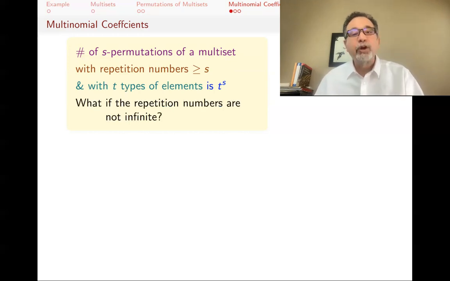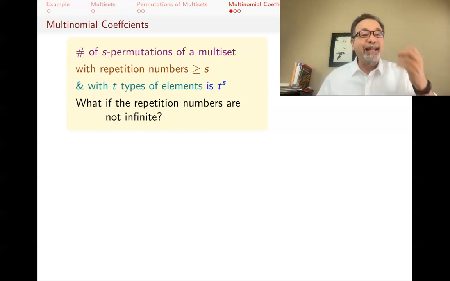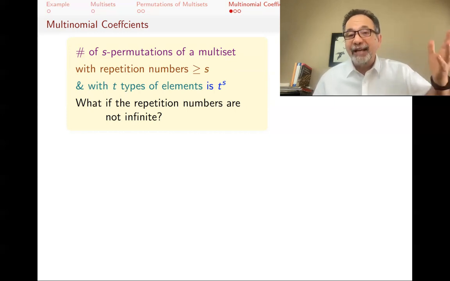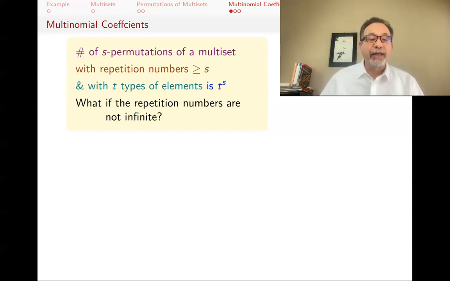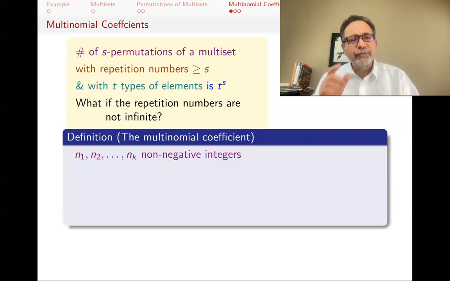But the question is, what if the repetition numbers are not infinite, or they're not large enough and you're going to run out of them? And that example that we did at the beginning with jazz was like that. And we could not do the same multiplication principle. So for that, we need this new notation.